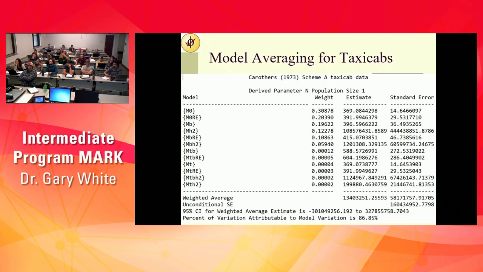Here's my model M0 random effects. It only got 20% of the weight, poor thing. But look at that estimate, 391. That's a lot closer to 420 than 370 is. Not a lot closer, but at least it got a little more reasonable standard error on it. That makes sense. As soon as you start having individual heterogeneity, you're going to have bigger variances. You just have to, because you're now trying to estimate this distribution of capture frequencies. And there's model MB, and it's too tight. But it's funny how it's a lot closer to the answer, which is sort of weird.